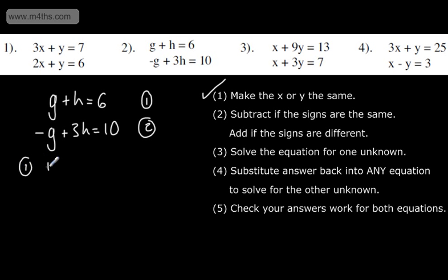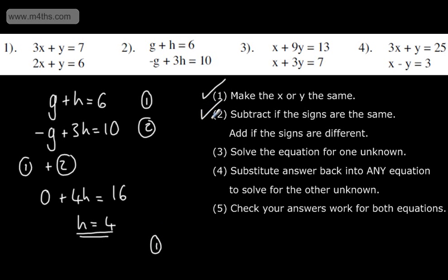So what we're going to do is add them. This time 1 plus 2, as the signs are different. That's going to give me 0 plus 4h is going to be equal to 10 plus 6, which is 16. Dividing both sides by 4, h is going to be equal to 4. I can now choose either of these equations. This is the easier one to choose, so substituting back in. I've solved for one unknown. So into equation 1, g plus h, well h is 4, is equal to 6. So we can see that g is going to be equal to 2. We sub back in to solve for the other.